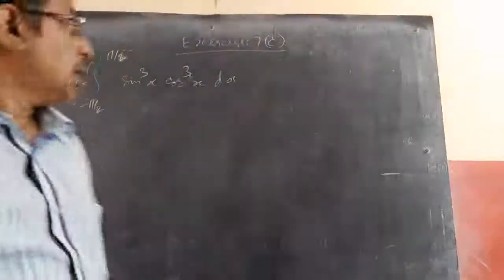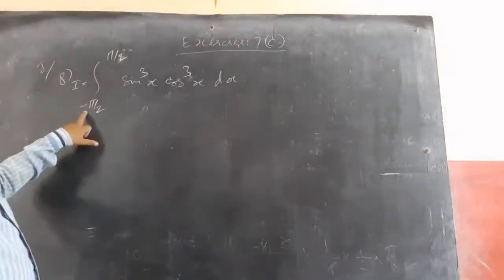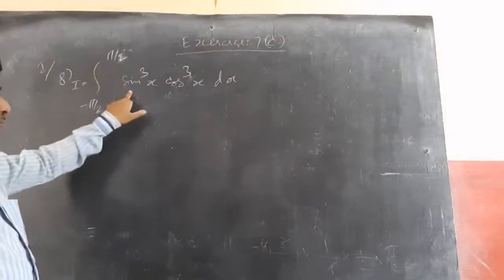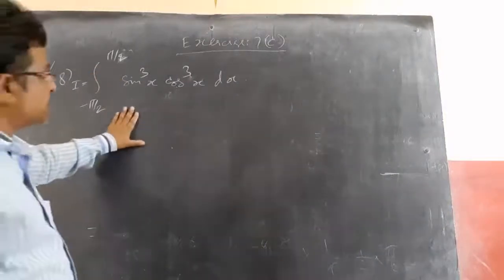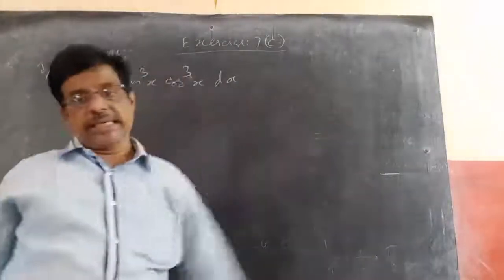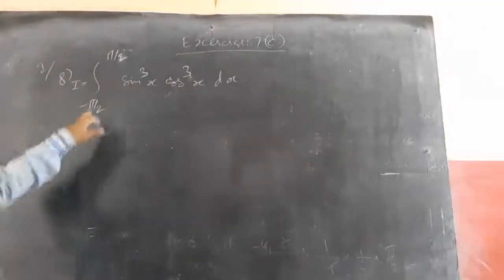Next one. Integral of minus pi by 2 to plus pi by 2, sin cube x into cos cube x dx. If you observe, this is like minus a to plus a.